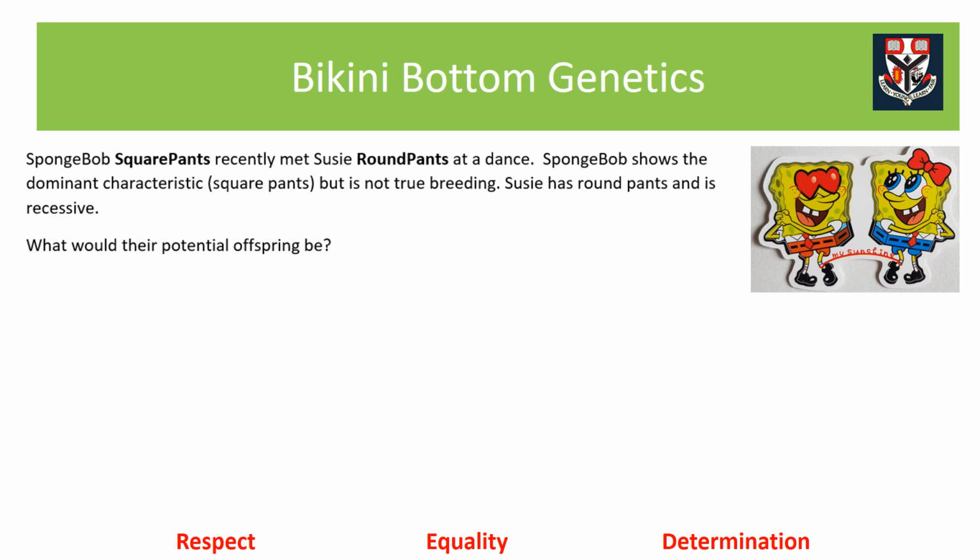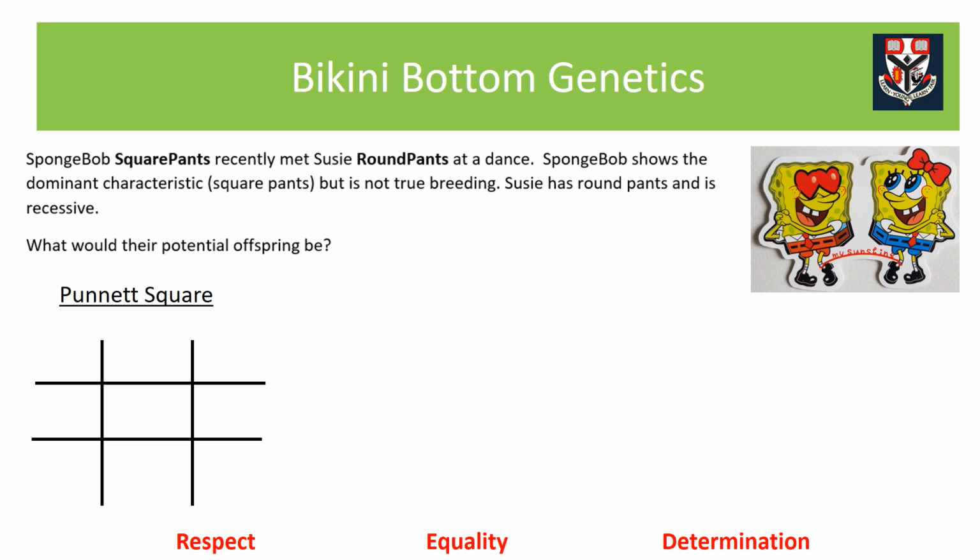Here we have a genetics problem from Bikini Bottom. SpongeBob SquarePants recently met Susie Roundpants at a dance. SpongeBob shows the dominant characteristic of SquarePants, but is not true breeding. Susie has round pants and is recessive. What would their potential offspring be?